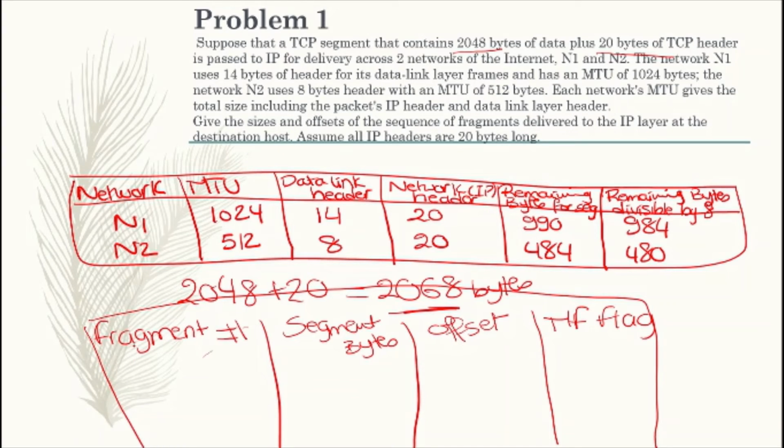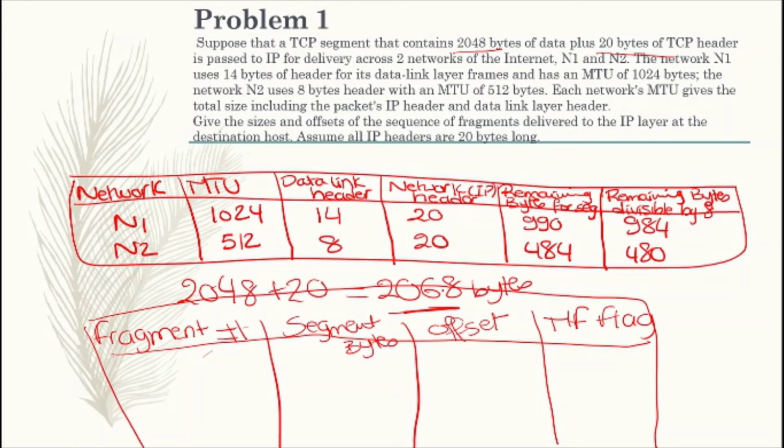So he needs to know each fragment is of what size and the offset of each fragment. What we added over here is the more fragments flag. We just added it as an extra column. It wasn't required in the question itself. So initially we have the 2068 bytes.